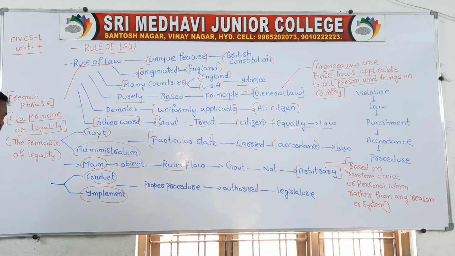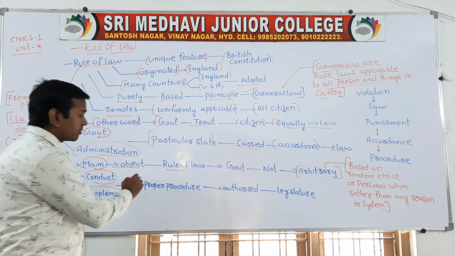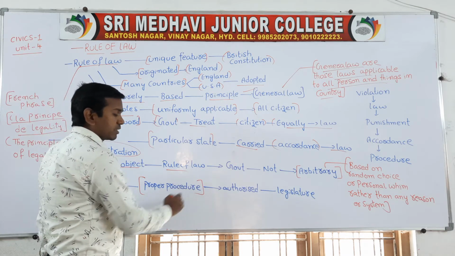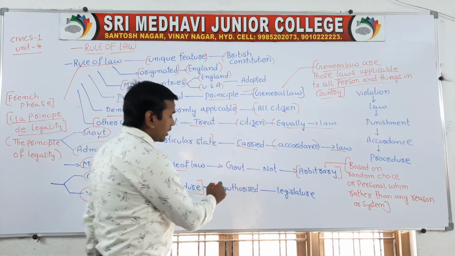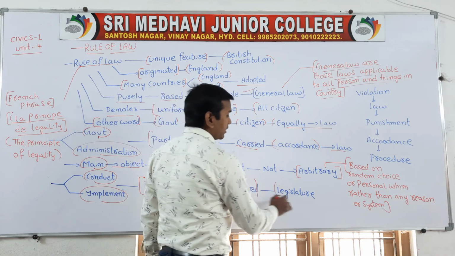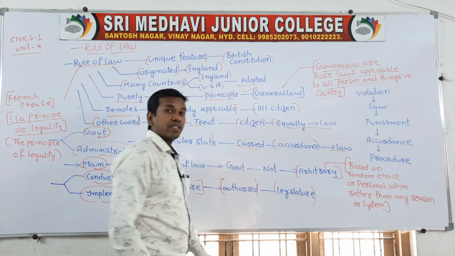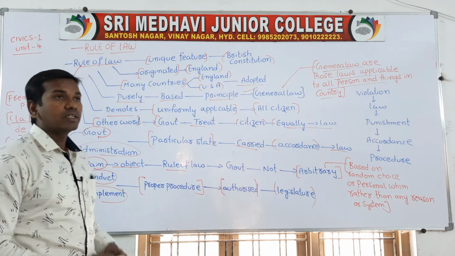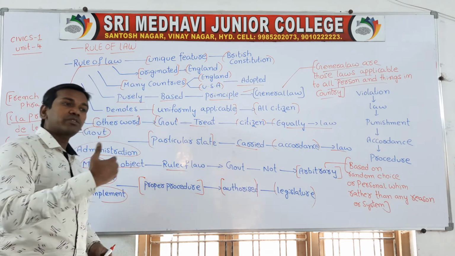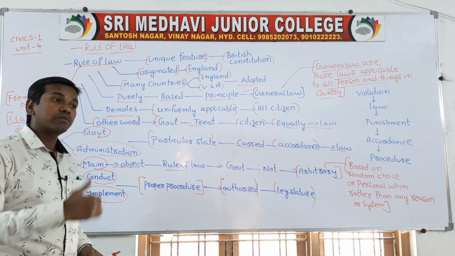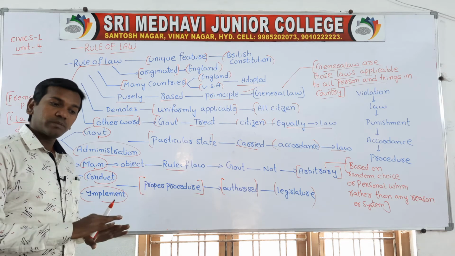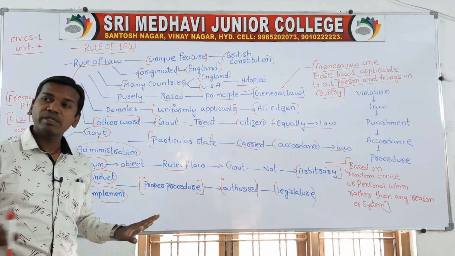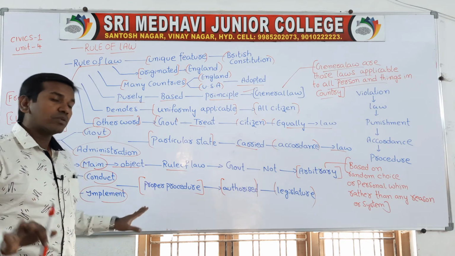Whenever conducting and implementing is done, it should be done with a proper procedure. Whatever laws are there should be implemented in a proper procedure, and that should be authorized by the legislature. Okay, that is the point. Here the government should treat all the citizens equally. The government should not favor any particular citizen. Whenever the government treats all people equally in front of law, that is called rule of law.